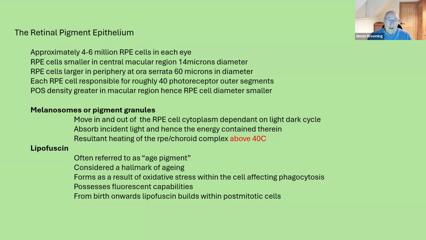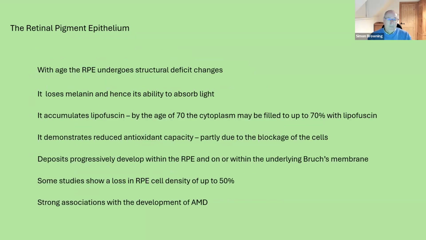But they don't divide. There is a lot of research into how we can use stem cells to change that setup and therefore help the macula. But currently, it's not really viable at the moment, although there is some progress. But therefore, you're going to get the lipofuscin building throughout life.